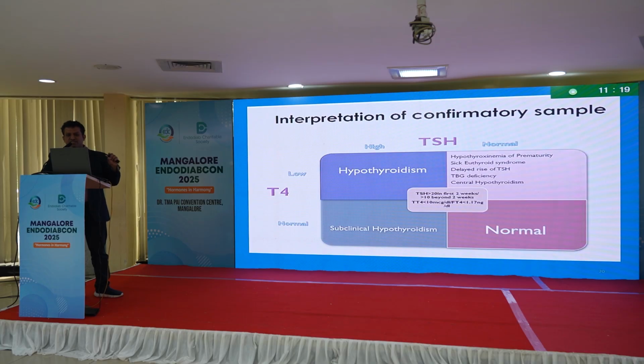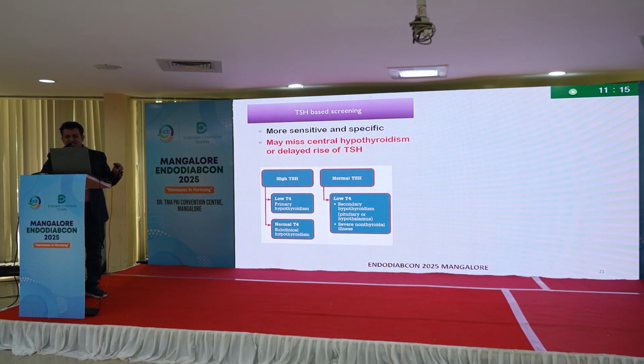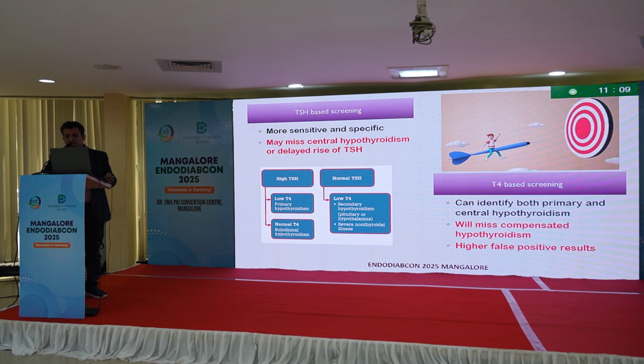Subclinical hypothyroidism again is a more common entity in children, which I will also tell you. So TSH based screening is more sensitive and specific, but may miss the central hypothyroidism, for which I require T4. But T4 based screening can identify both primary and secondary, but may miss the compensated hypothyroidism, and again it can give you a high false positive test also.